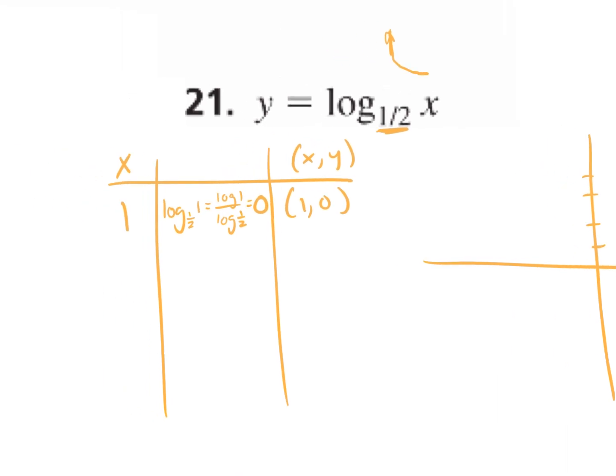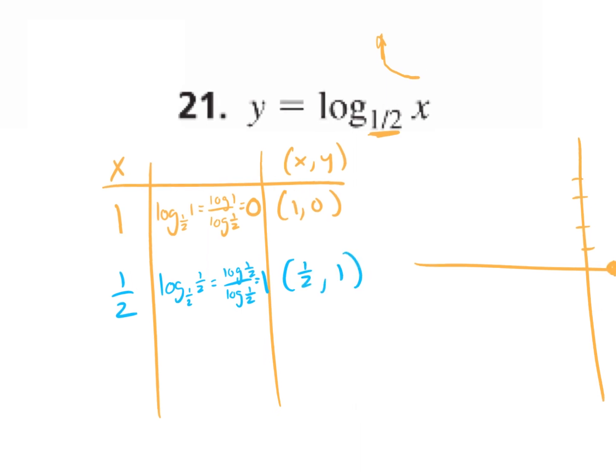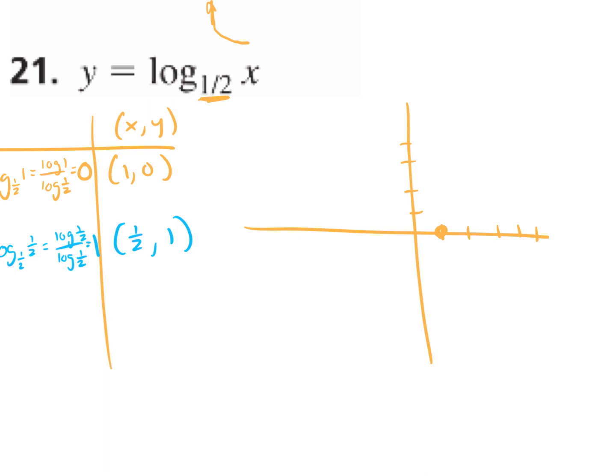What number am I going to plug in next? 1/2. So log base 1/2 of 1/2. This would be log of 1/2 divided by log of 1/2. What would this be? Perfect. The point would be 1/2, 1. So we go to our graph. We're going to go to the right 1/2 and up 1. Now this graph is an L shape. We get really, really close to the y-axis up top, but we don't cross it, and then it just bends that way.